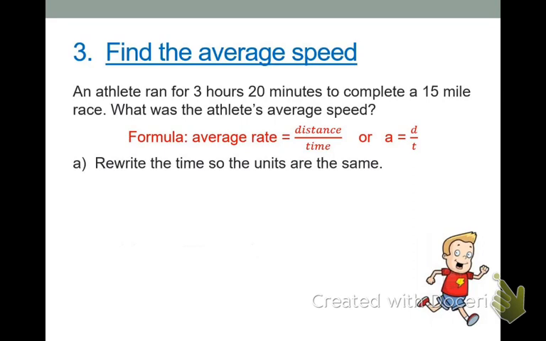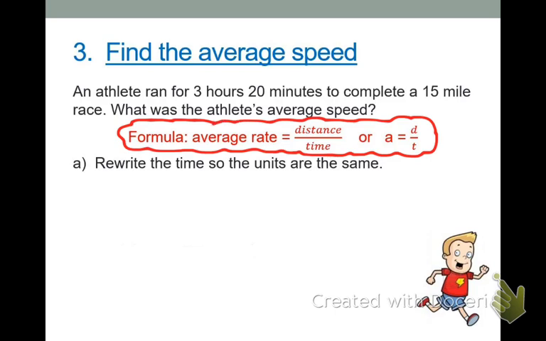The next problem we're doing is teaching us about finding the average speed. We have an athlete that ran for 3 hours and 20 minutes to complete a 15-mile race. What was the athlete's average speed? So while doing this, you've got a formula here. I want you guys to go ahead and draw a red fluffy cloud around this in your notes because I want this to stand out to you. Anytime that it's asking you for average speed, this is the formula you're going to use.